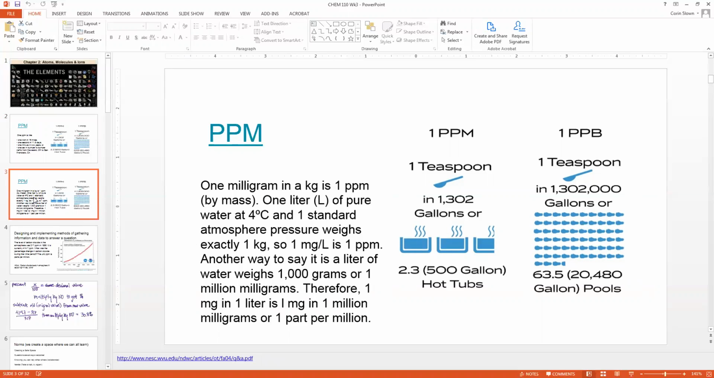In chemistry, when we think about parts per million, we think about 1 milligram in a kilogram, because 1 milligram in a kilogram is 1 part per million by mass. So for example, 1 liter of pure water at 4 degrees Celsius and 1 standard atmosphere of pressure weighs exactly 1 kilogram. So 1 milligram per liter would be 1 part per million. Another way to say that is that a liter of water weighs 1,000 grams, or 1 million milligrams. Therefore, 1 milligram in 1 liter is 1 milligram in 1 million milligrams, or 1 part per million.